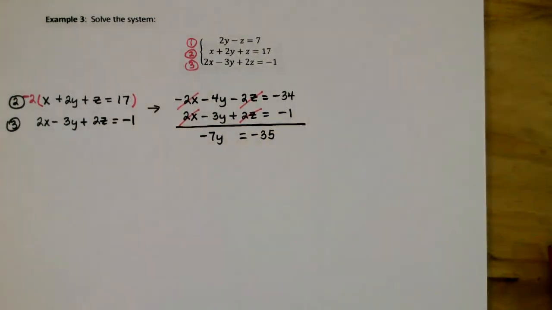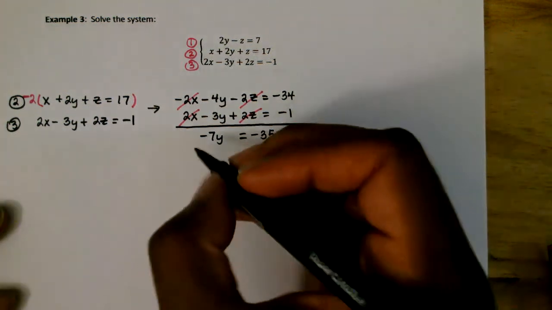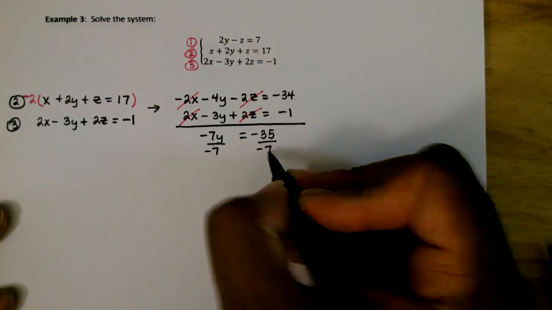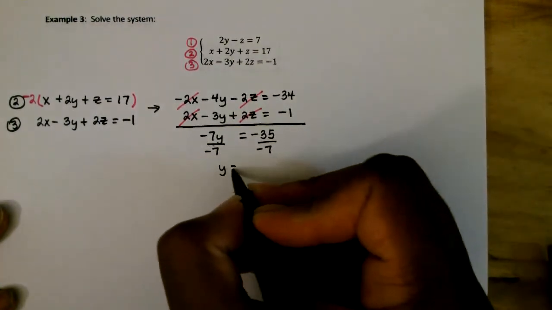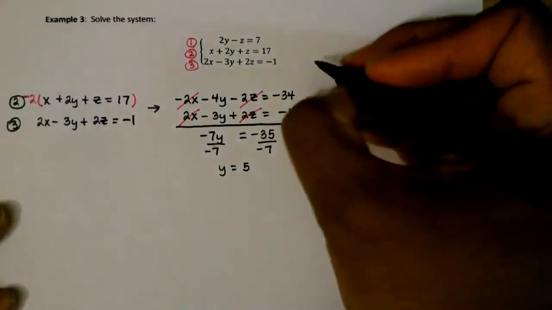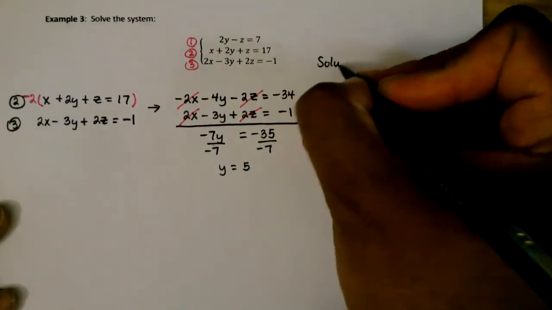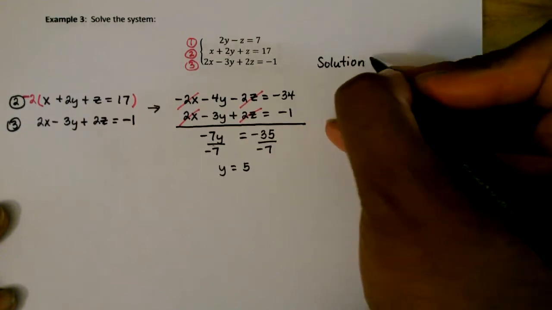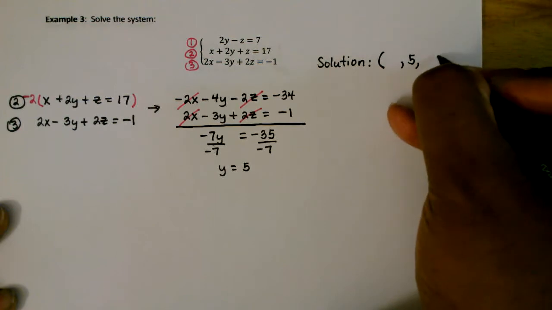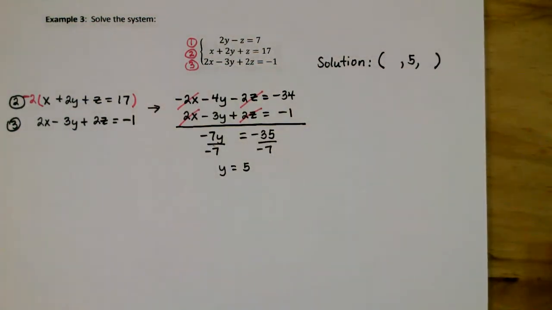So now, guess what? I have an equation in a single variable. -7y equals -35. So now to solve for y, we just divide both sides of this equation by -7. That will give you y is equal to 5. So I know what my y coordinate is going to be for this ordered triple. It's going to be 5. All right.